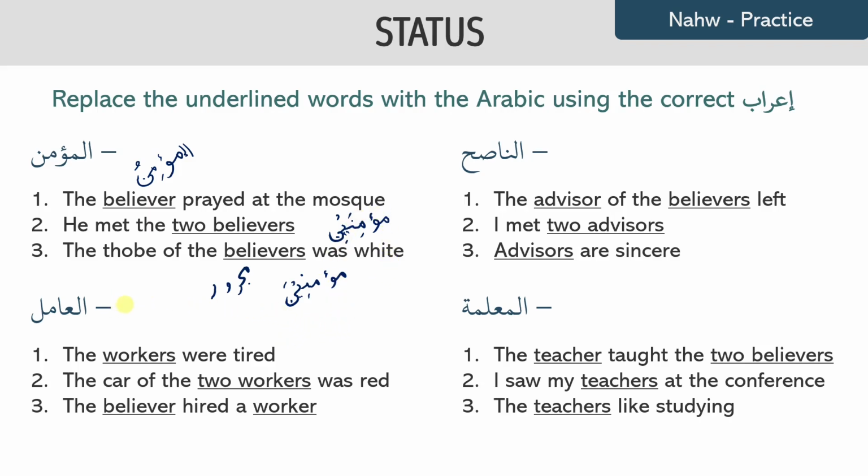Let's have a look at the amil one. So the workers were tired. The workers is the doer, so that's going to be rafa, and this word is also plural, so it's going to be amiluna.